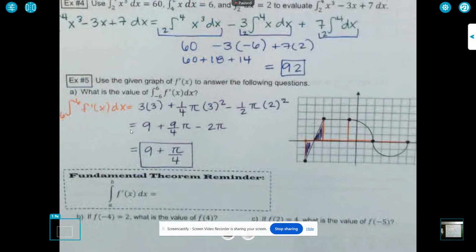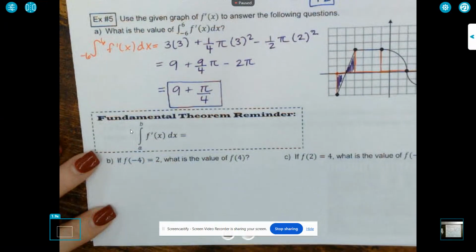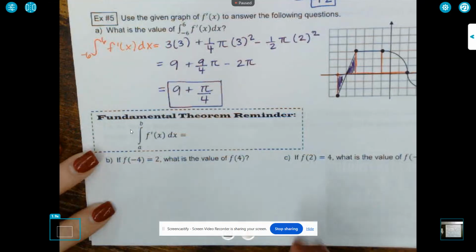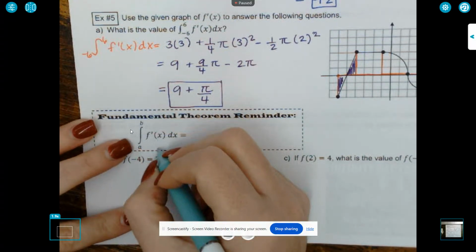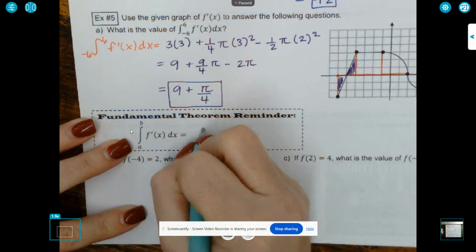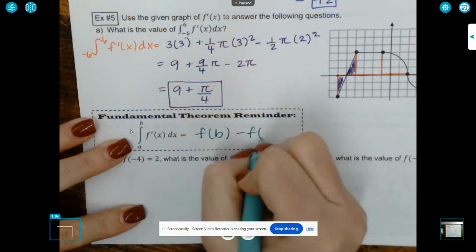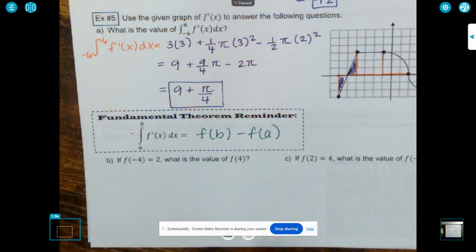All right. So that's Riemann sums, and now we're going to move to the fundamental theorem. Okay, so a reminder about the fundamental theorem. We know that the integral from a to b of f prime of x dx is the same as f of b minus f of a.